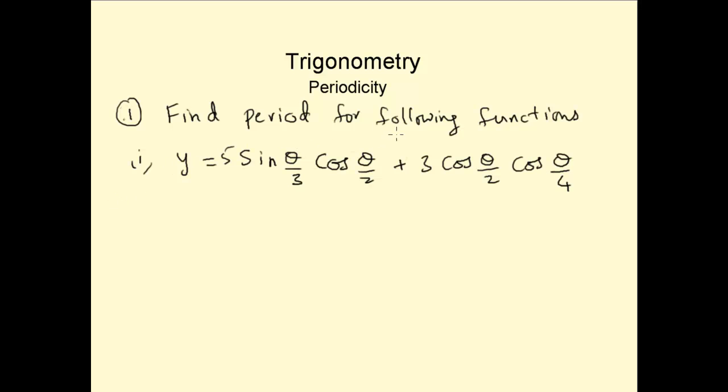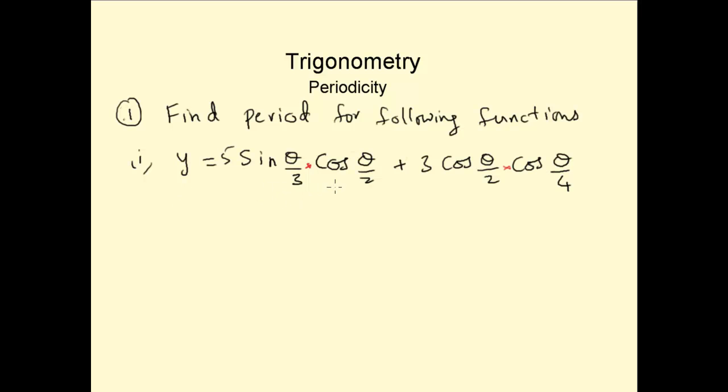Find the period for the following function: y equals 5 sin(theta/3) cos(theta/2) plus 3 cos(theta/2) cos(theta/4). Here we have a product of two trig functions, between sine and cos, and between cos and cos. We only know how to find the period for two trig functions when they are added, subtracted or divided, but not for a product. So to find it for the product, we need to convert the product of these trig functions to a sum or difference of trig functions.